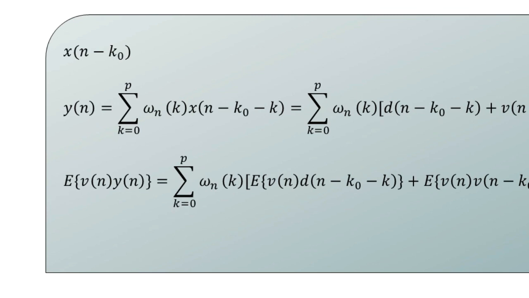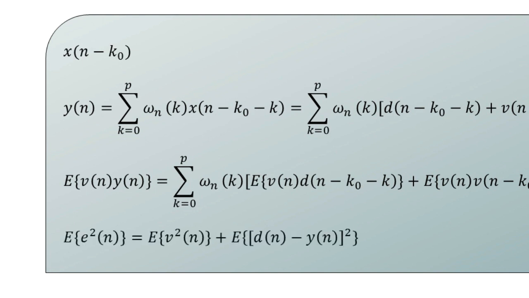At last, as we have the consideration that v of n and d of n are uncorrelated to one another, and also the uncorrelation of v of n with v of n minus k0 minus k is considered, the estimate of v of n multiplied by y of n will be equal to 0, and now the mean square error can be represented simply as the estimate of e square of n, that is equal to the estimate of v square of n added by capital E of square of the bracket that has the difference d of n minus y of n.